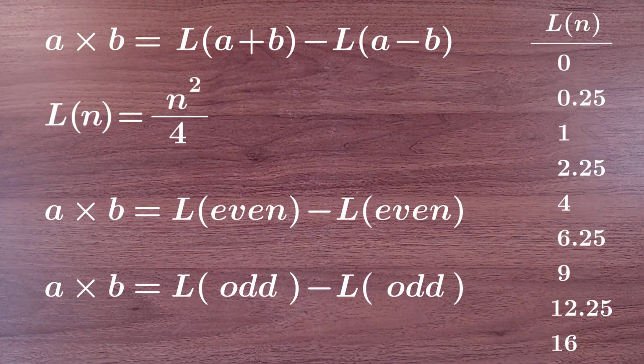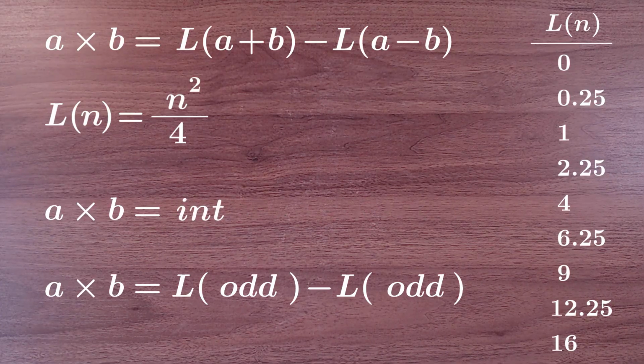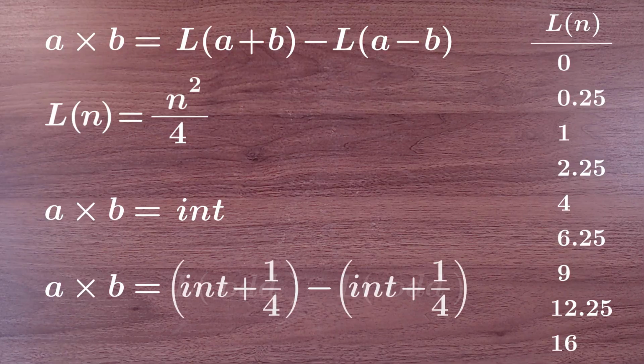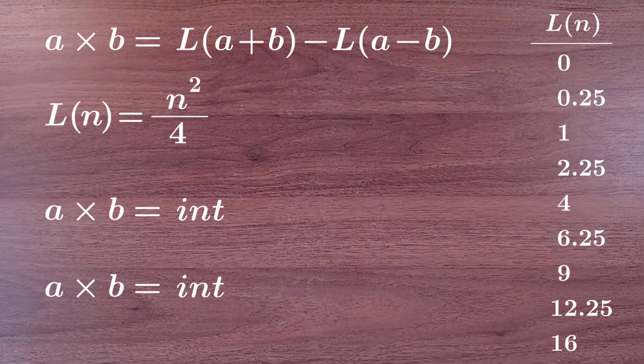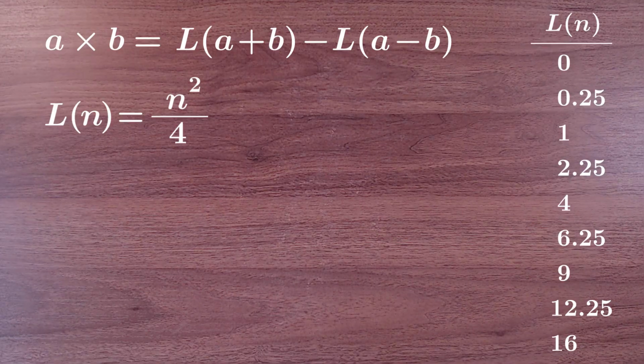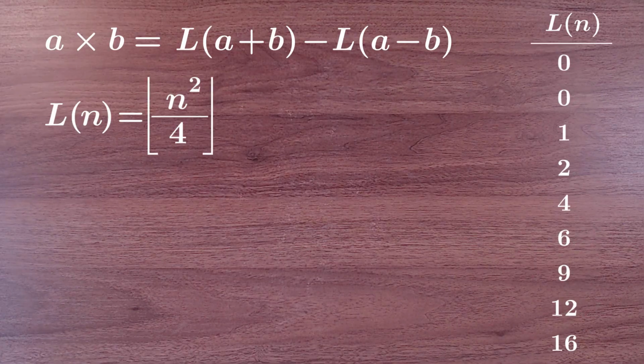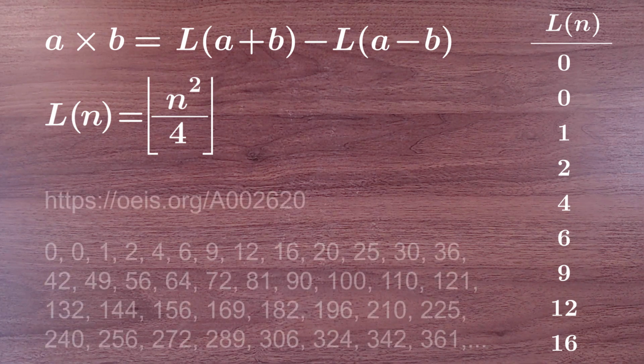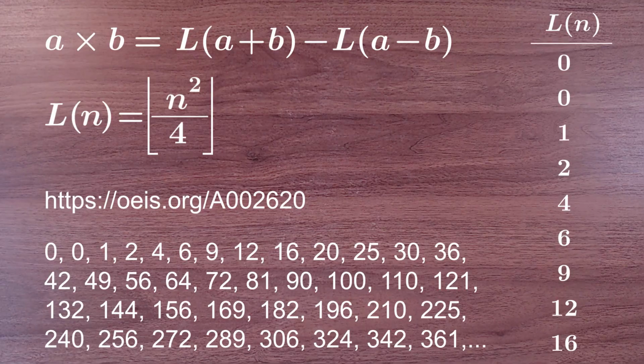So both lookups in our formula will return either integers, in which case the result is an integer, or both will return an integer plus a quarter, in which case the 2 quarters will cancel out each other and the result will also be an integer. This means that we don't really need to store all these trailing 0.25s. So the final version of our table contains just the integers 0, 0, 1, 2, 4, 6 and so on, which is a sequence that you can find in the online encyclopedia of integer sequences.